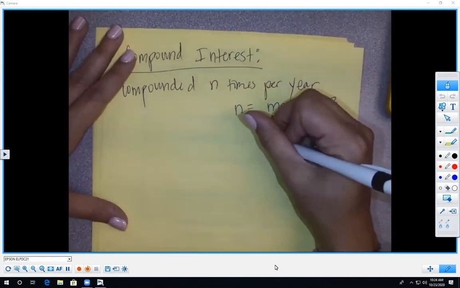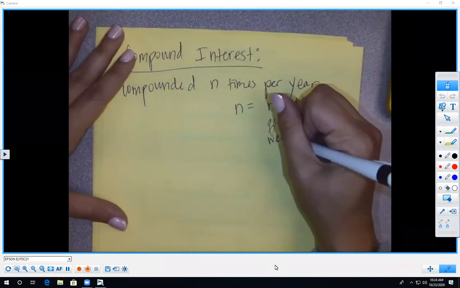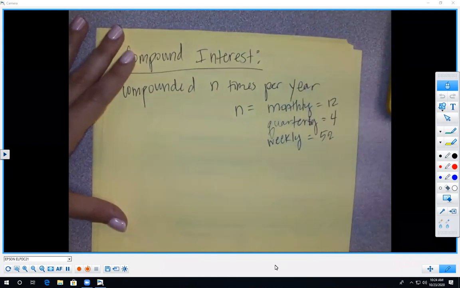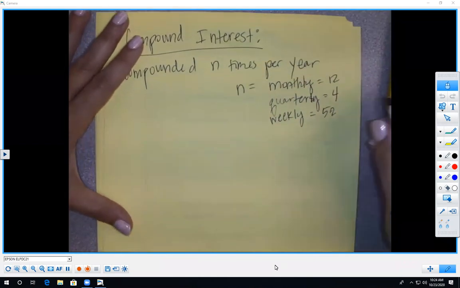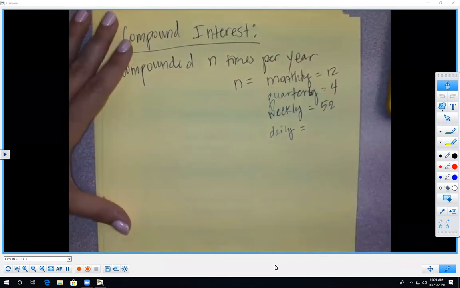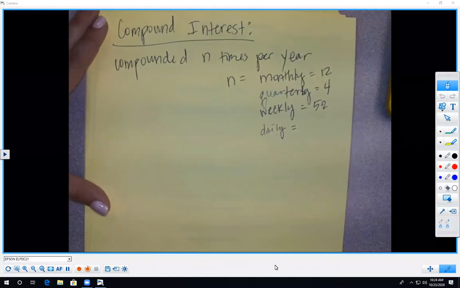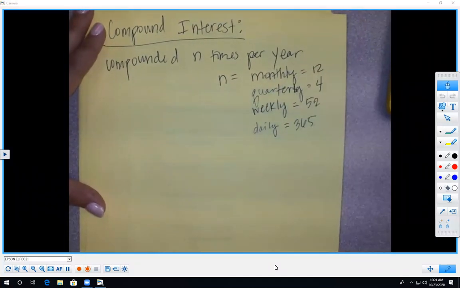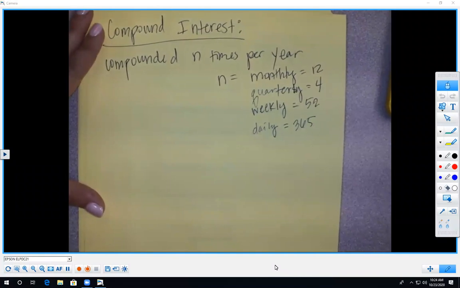What about if it was weekly? How many weeks are in a year? 52. If it was daily, how many days are in a year? 365.